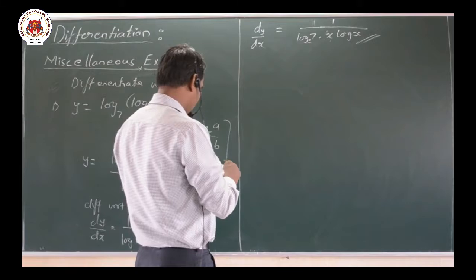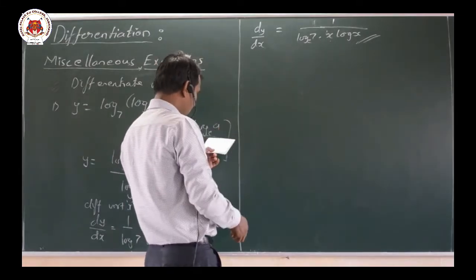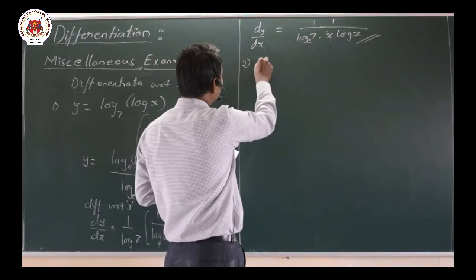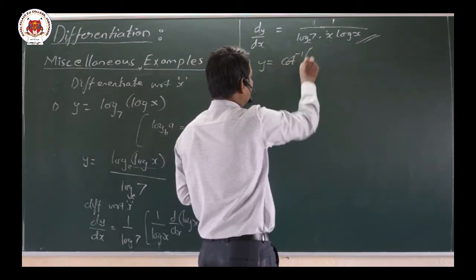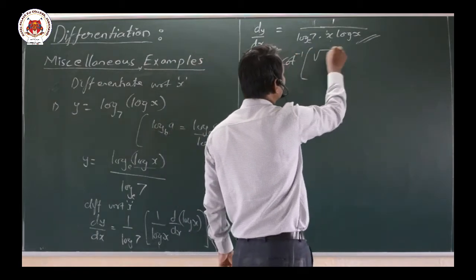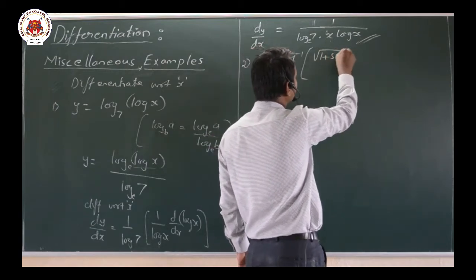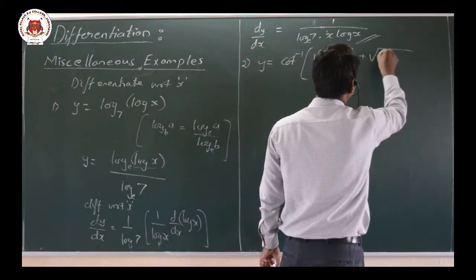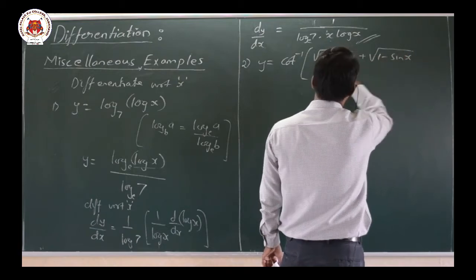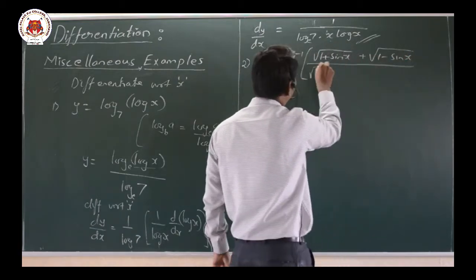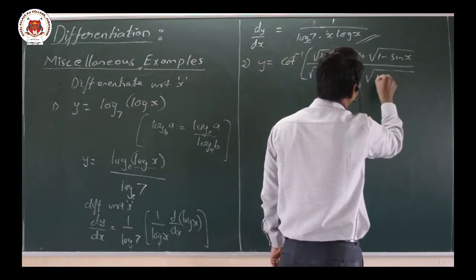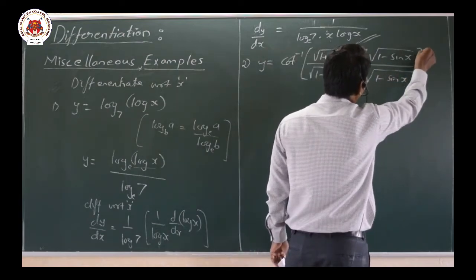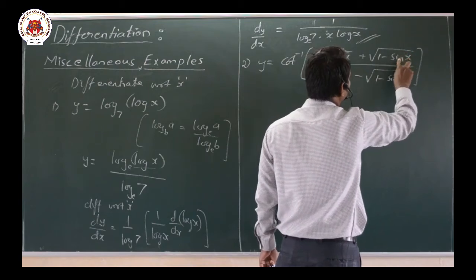The second example is y is equal to cot inverse of root of 1 plus sin x plus root of 1 minus sin x, whole divided by root of 1 plus sin x minus root of 1 minus sin x. It is a very simple example here.